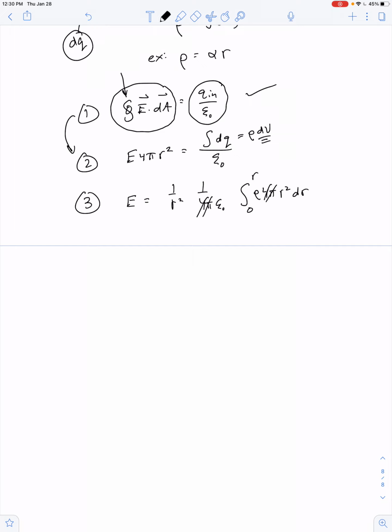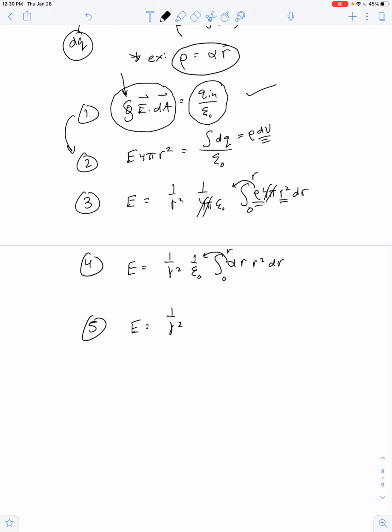4 pi cancel out. And in step 4, we have E equals 1 over r squared times, now be careful, don't pull the rho out of the integral sign. It's not a constant. So times 1 over epsilon naught times the integral of, so what is rho? Well, this is just an example. This wouldn't always be the case, but fortunately we were given in this problem what we can substitute for rho. Alpha times r. And then we're still left with this r squared dr. Okay, so we can pull the alpha out of the integral sign.